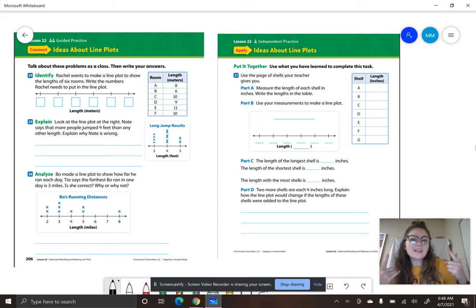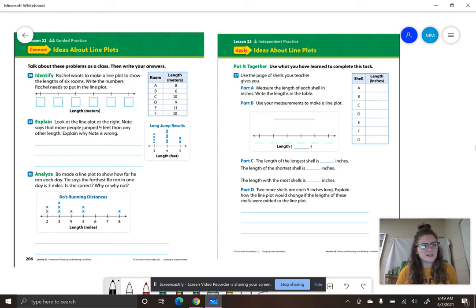Today, we are going to be applying what we've learned about reading and making line plots. So let's get open to pages 206 and 207 in our instruction book, and we will start making and reading some line plots. Remember, line plots are graphs that can show us different measurements, different lengths. So we are using line plots to show the lengths of different objects and to compare those lengths. So let's start by looking at number 14.